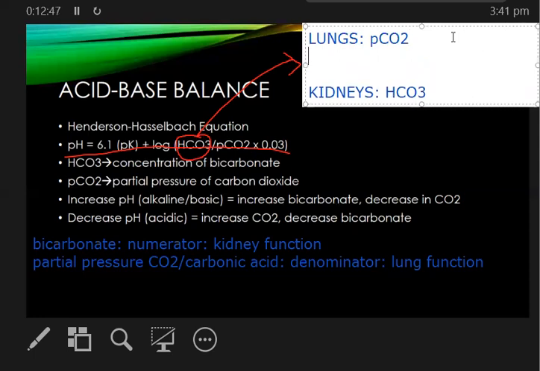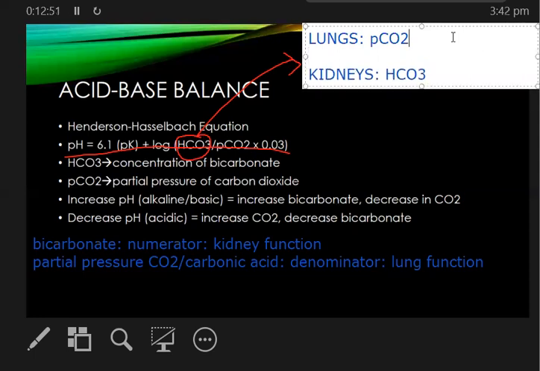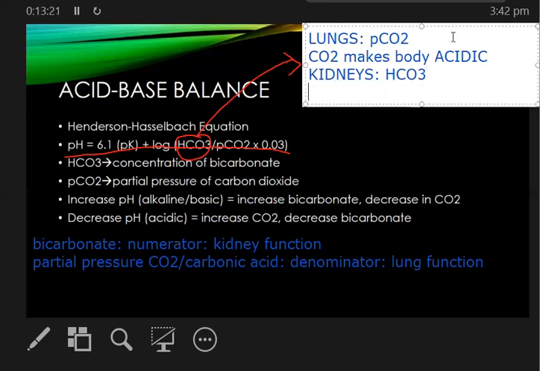What will be the effect of carbon dioxide on your body? Take note that CO2 makes the body acidic. Of course, you don't want your body to be acidic, so there is a mechanism by which your body gets rid of, or excretes, carbon dioxide. And what is that mechanism? By breathing.